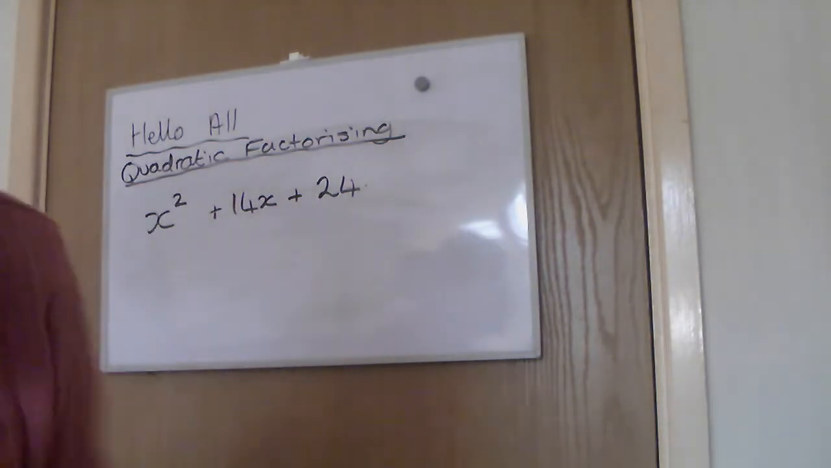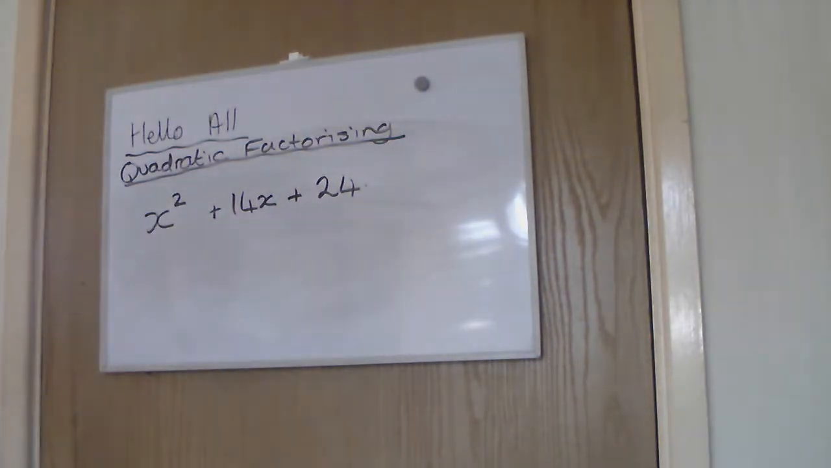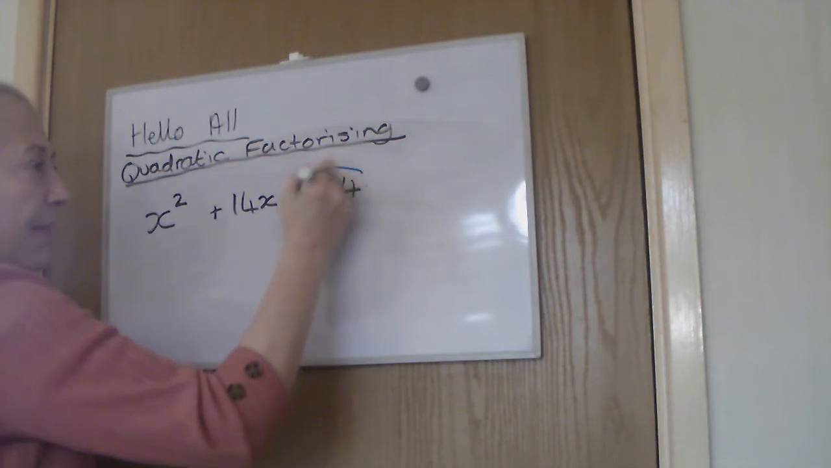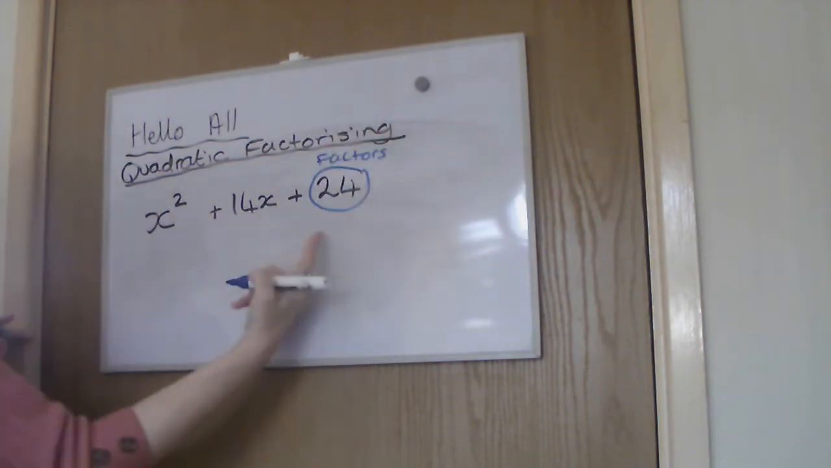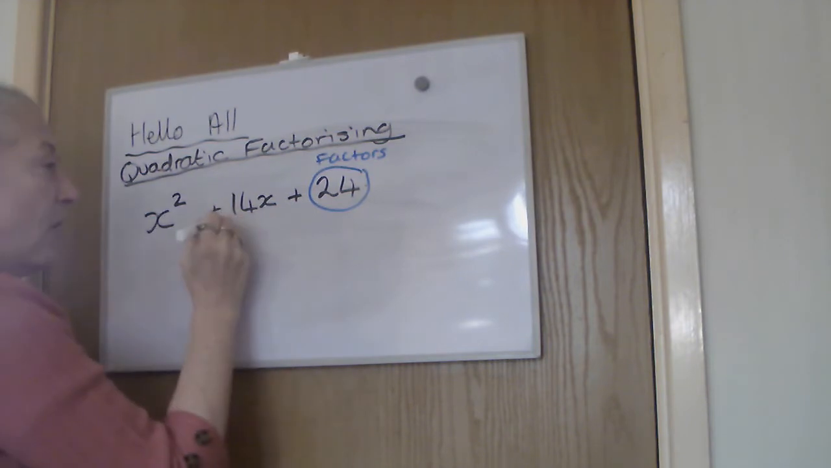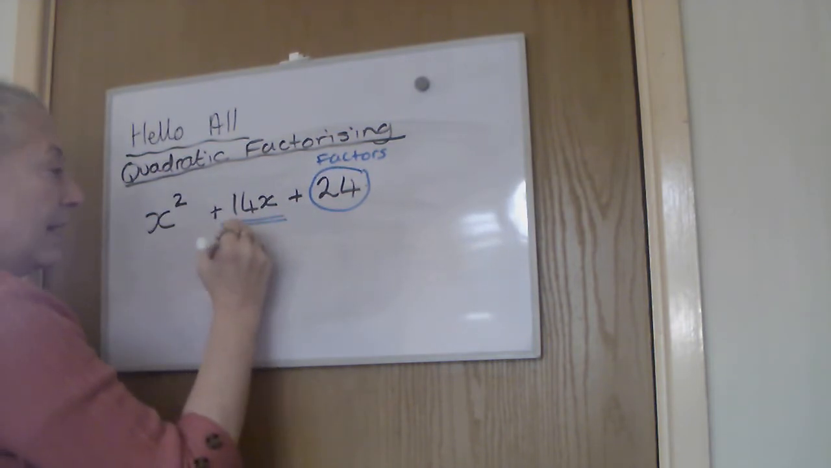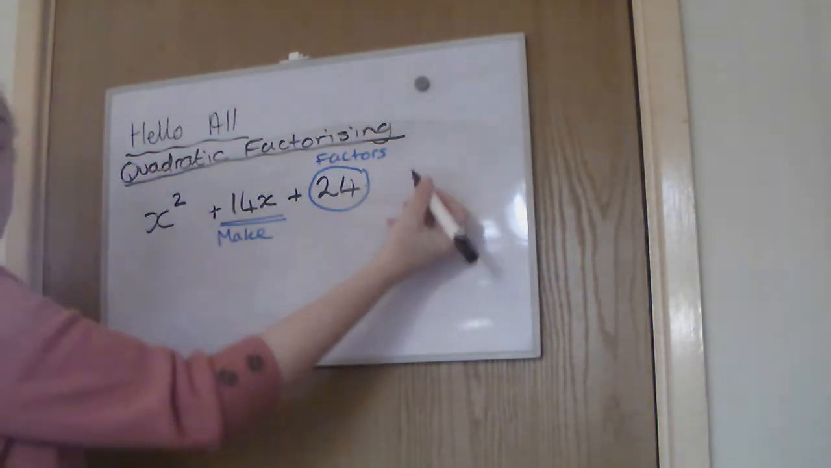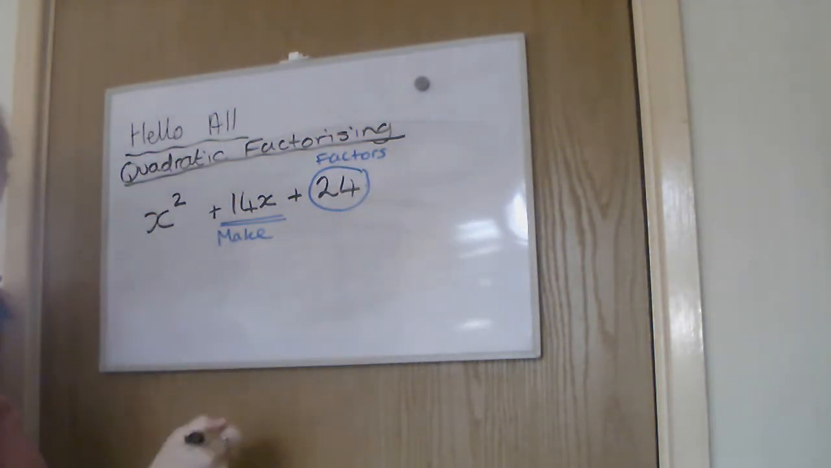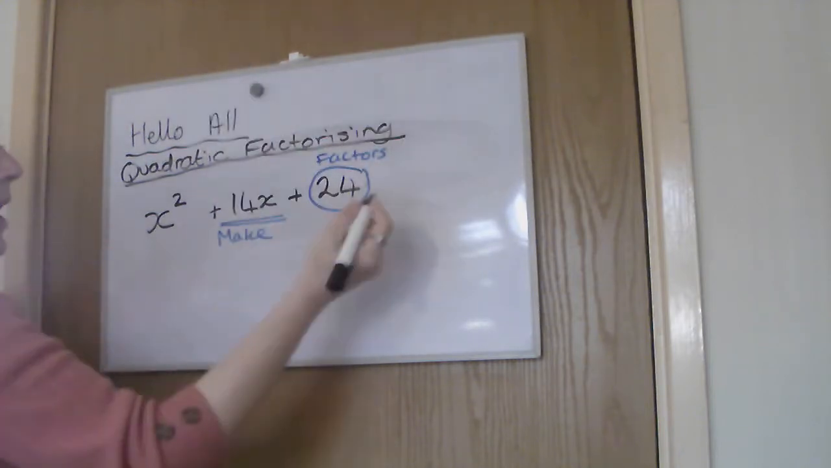So what do we do? Right, okay, what we do is we find the factors always of the last number, and they've got to make the middle number. Okay, now we've already talked about that, so let's have a look. Let's get my black pen again. So the factors of 24. The sun's a little bit in the way there, but I'll do it a bit higher maybe.